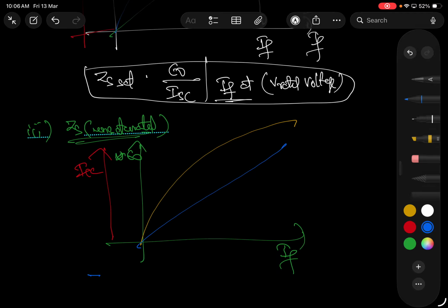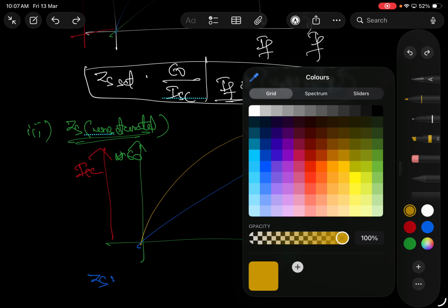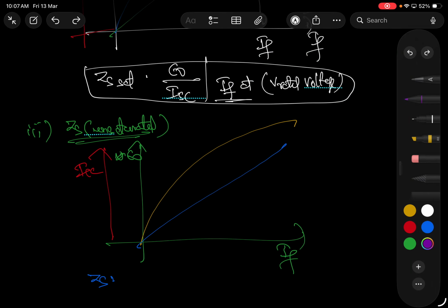ZS unsaturated is nothing but, I'll try to write the formula directly here. So we will take the rated current as the reference, and from that I'm trying to extrapolate. I'll take the rated current here, that is I rated, and to this take the corresponding field current, and for the corresponding field current, note down the corresponding E naught here.